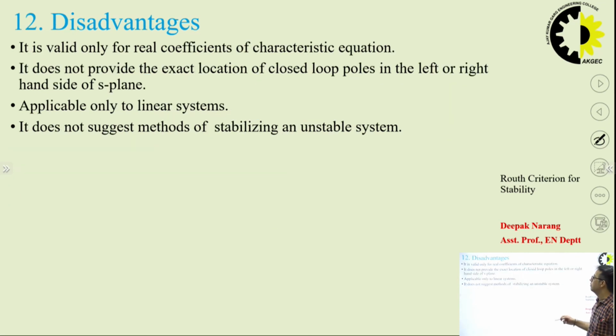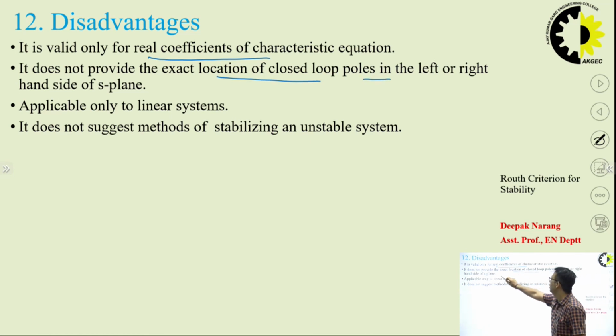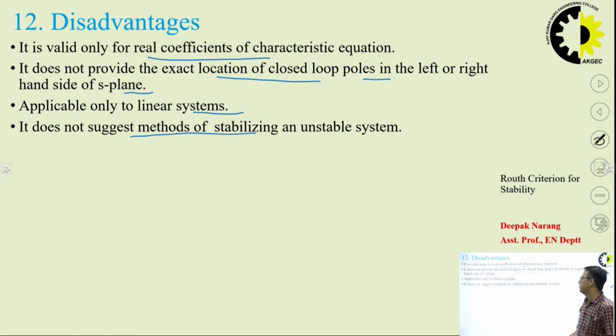But some disadvantages are also there. It is only valid for real coefficients, and it doesn't provide the exact location of closed loop poles in the left or right hand side of the S-plane. It basically tells us how many roots are lying on the left or right hand side, but it doesn't give their exact location. It is applicable to linear systems only, and it doesn't suggest any method for stabilizing the unstable system.